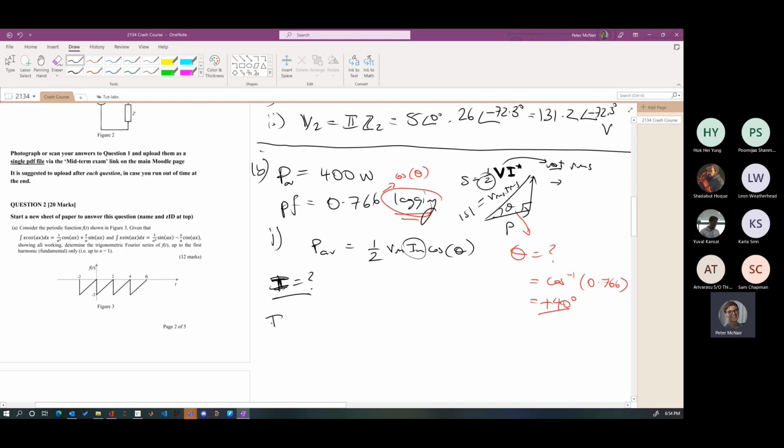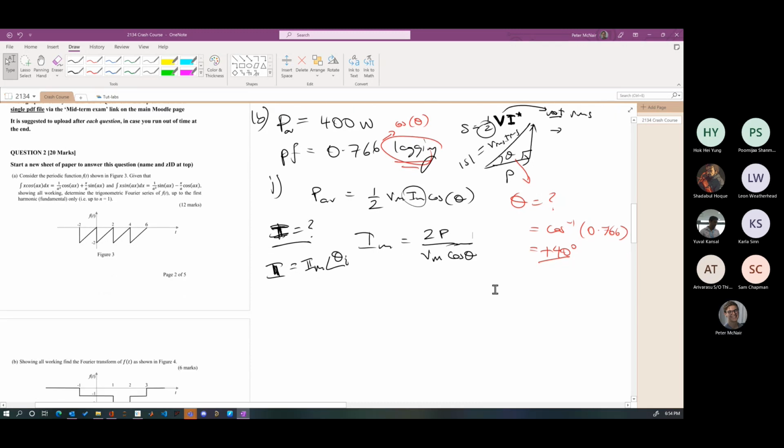So I, in phasor form, has two parts: Im angle theta I. If we rearrange for Im first, we get that Im is equal to 2P on Vm cos theta. Now remember, cos theta is just our power factor term. So actually we don't need theta for this first part at all, just to find the magnitude.